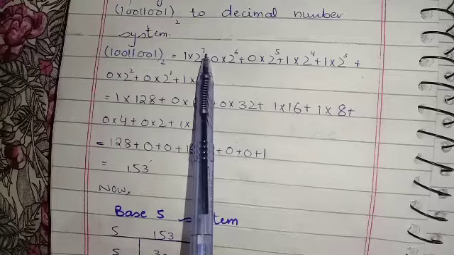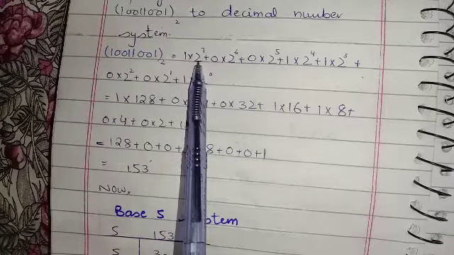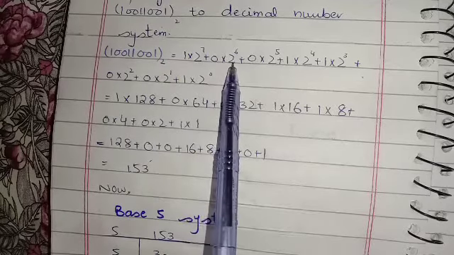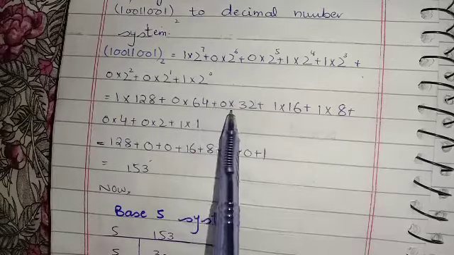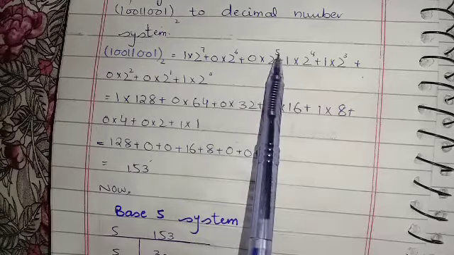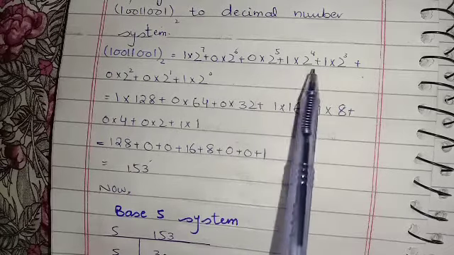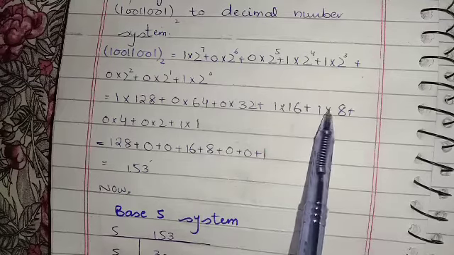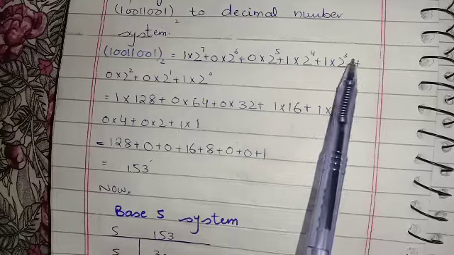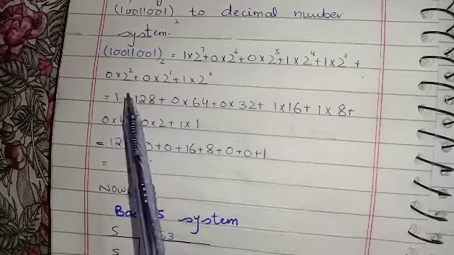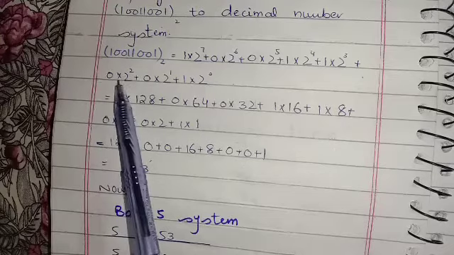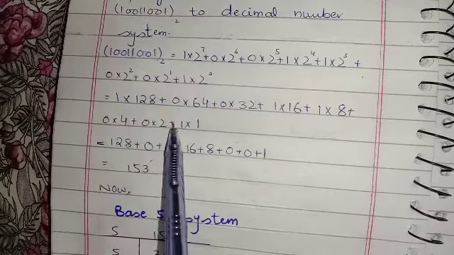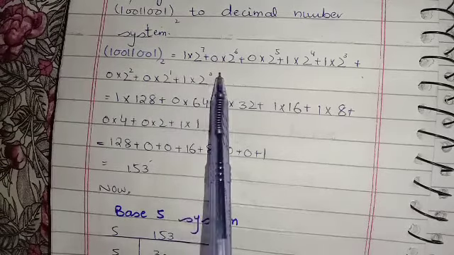2 raised to power 7 means we will multiply 2 7 times. After multiplication we got 128 plus 0 as it is into 64. When we multiplied 2 6 times we got 64 plus 0 as it is into 32, because 2 raised to power 5 we got 32 plus 1 into 2 raised to power 4 means we will multiply 2 4 times, we got 16 plus 1 into 2 raised to power 3 means we will multiply 2 3 times, we got 8 plus 0 will be written as it is into 2 raised to power 2 means 4 plus 0 will be written as it is into 2 raised to power 1 is equal to 2 plus 1 into 1, because 2 raised to power 0 is equal to 1.